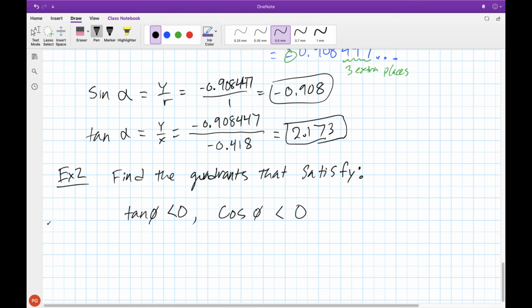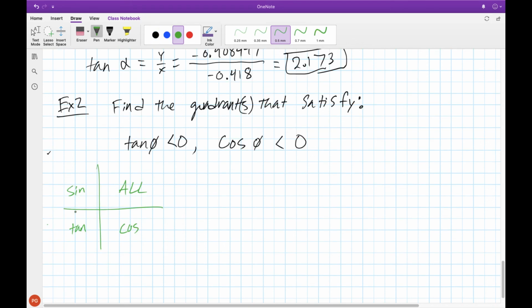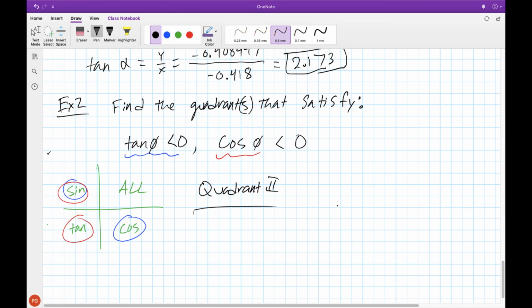So find the quadrants or quadrant that satisfies these two conditions. To help us with this question, it's really helpful to go back to that diagram that we drew, this one right here. So first what we're going to do is circle where tangent is negative in this case. So tangent is negative on these two parts, quadrant 2 and quadrant 4, because these are the two places it's not positive. Now cos of our angle is negative, so that tells us it can't be here, it can't be here, it has to be one of these two positions. So where our green and blue overlap, this is going to be in quadrant 2, and that's our only answer in this case. There's only one quadrant that satisfies both of these conditions.